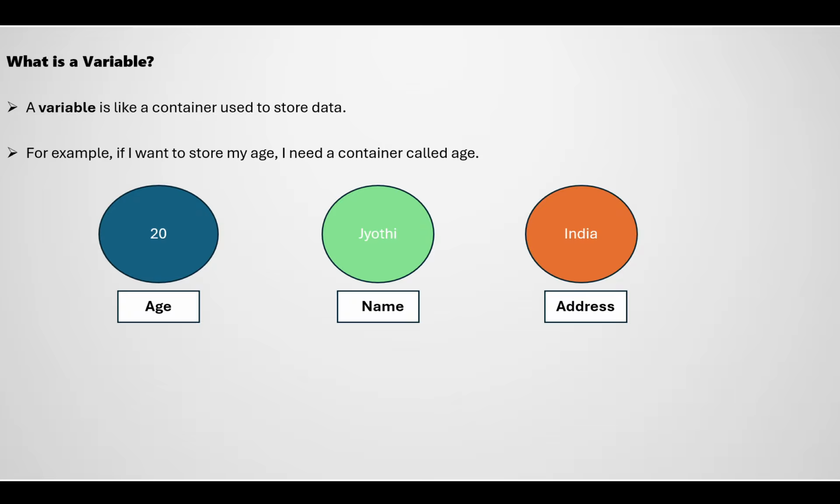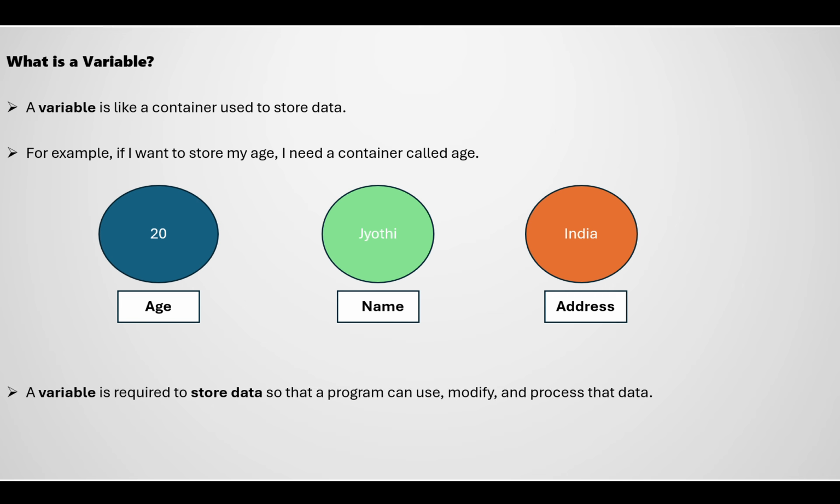Now, why do we need these variables in any program? Like we discussed, these variables store the data. So it will help the program to access these values, modify the values, or perform any kind of calculations on these variables anywhere in the program based on the requirement. So that is the purpose of having variables in any program.